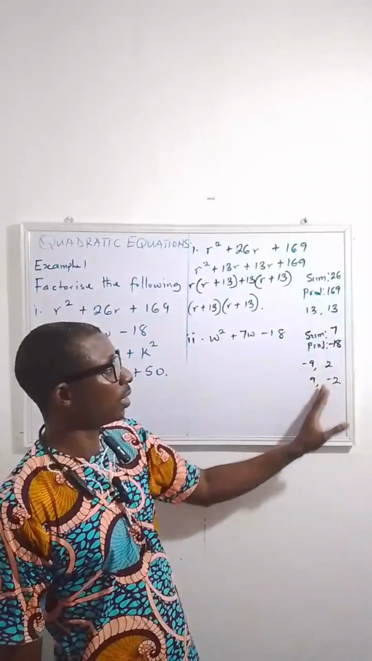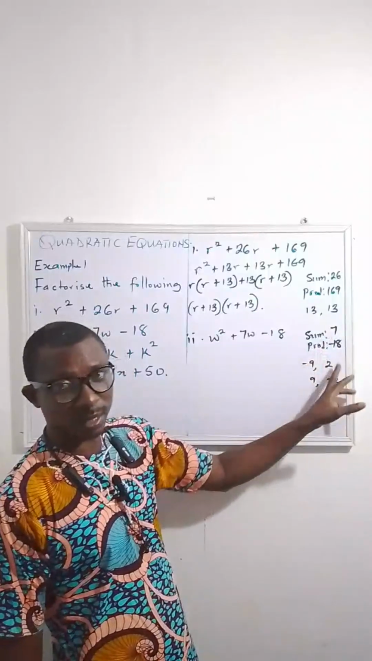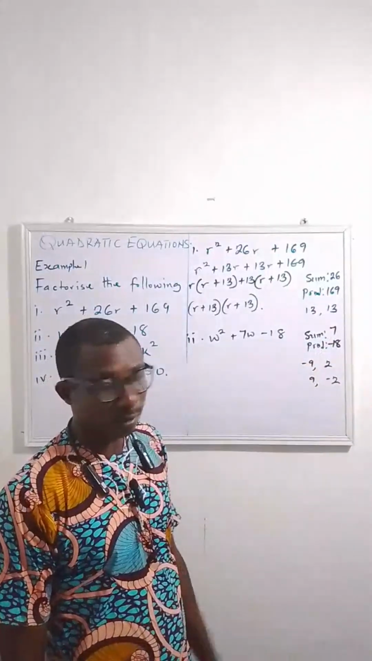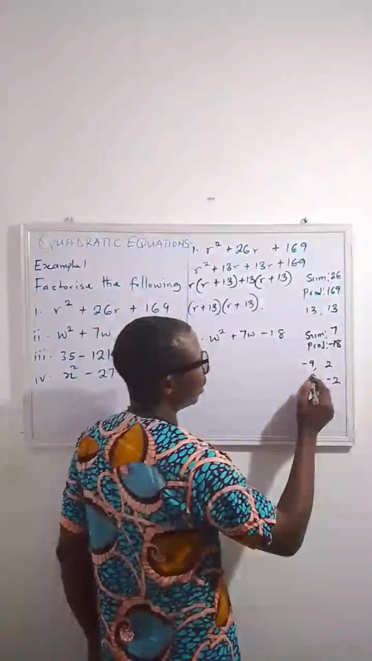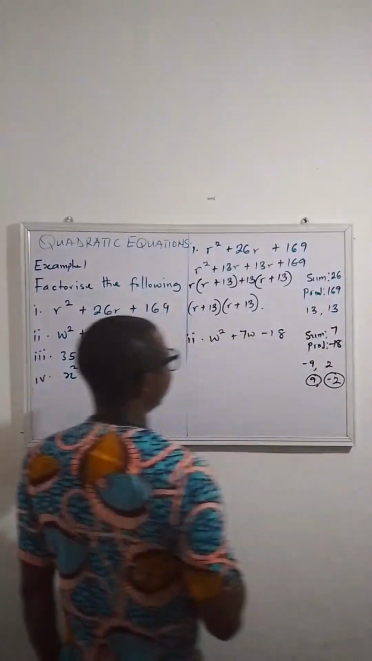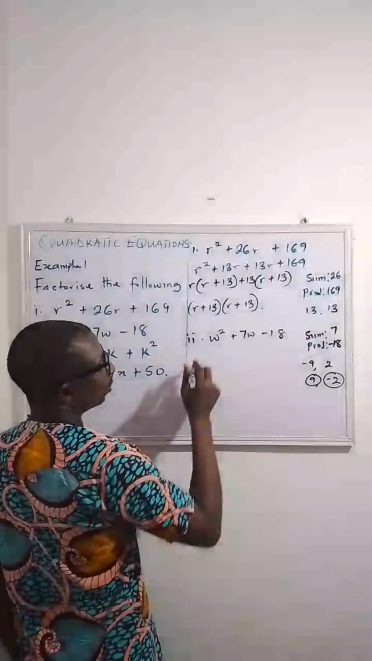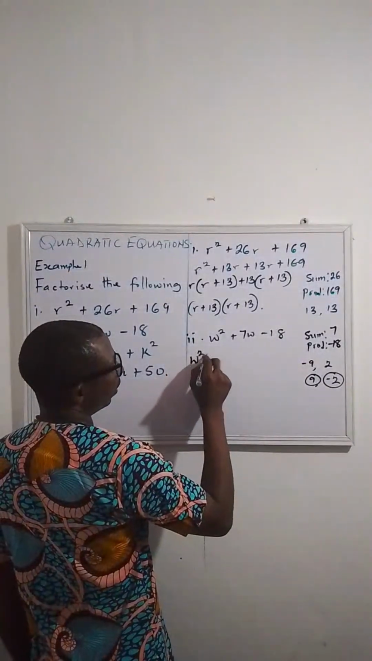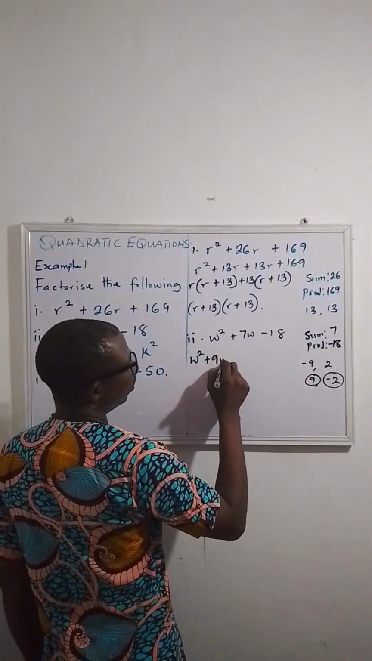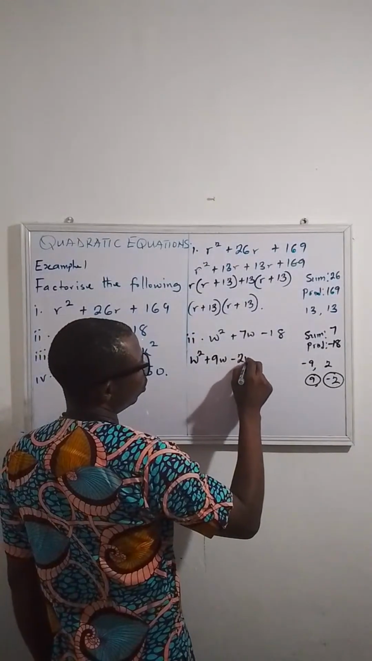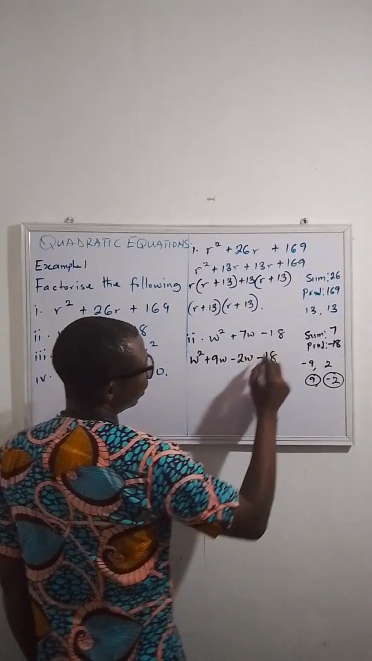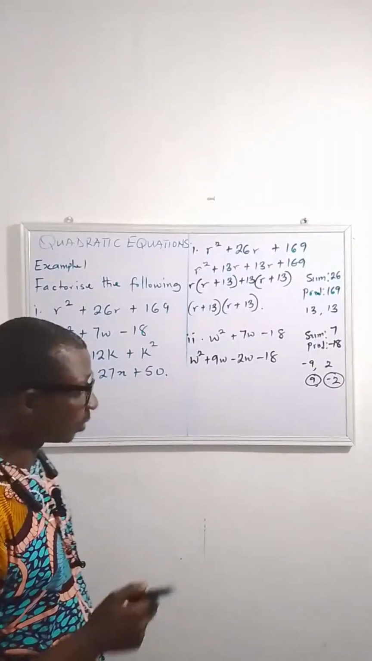So when you add this together, you have 7. When you multiply together, you have negative 18. So that means the two numbers are 9 and negative 2. So we incorporate it here. So we have W squared plus 9W minus 2W minus 18. Hope you understand the explanation.